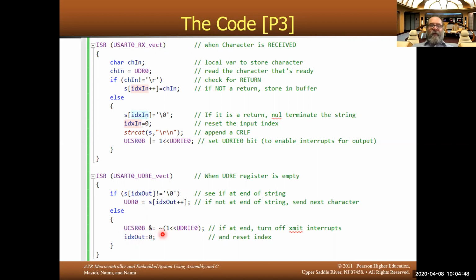and then I AND it with not this. So I set that bit to 0, and it's not going to generate any more data register empty interrupts, and then I also set the location in the S buffer to be 0. All right, that's the code. Again, not a whole lot of lines of code, and we've sort of built an echoing terminal kind of a thing.